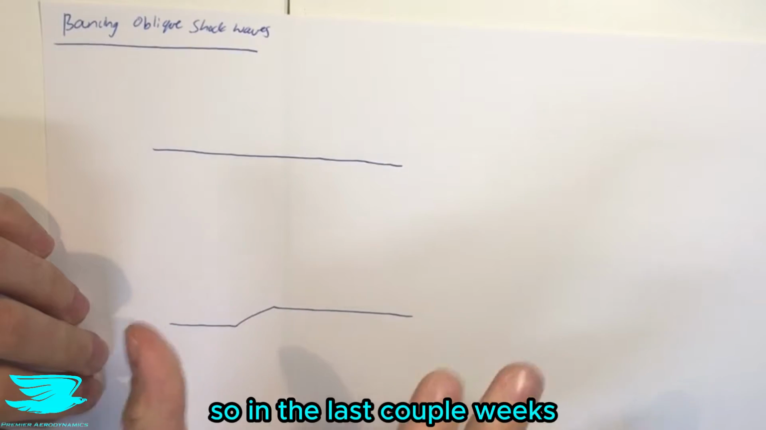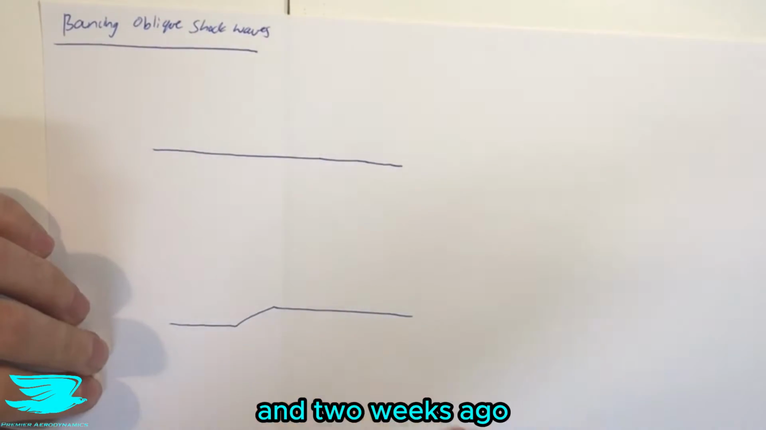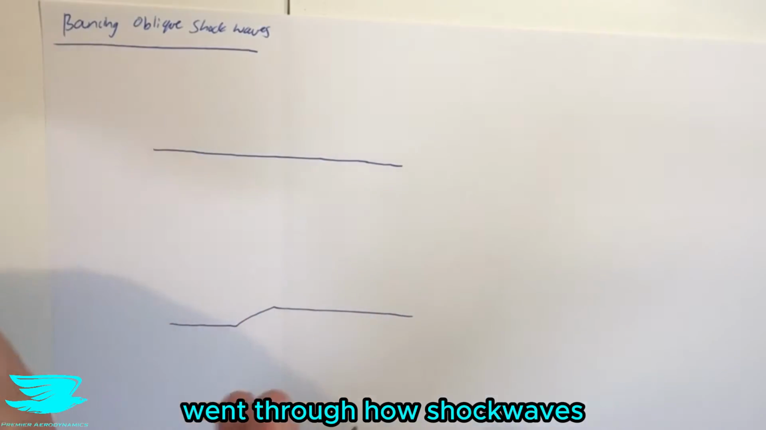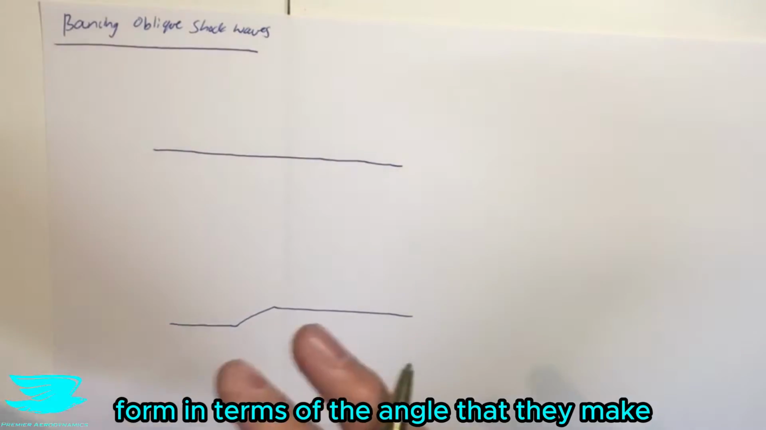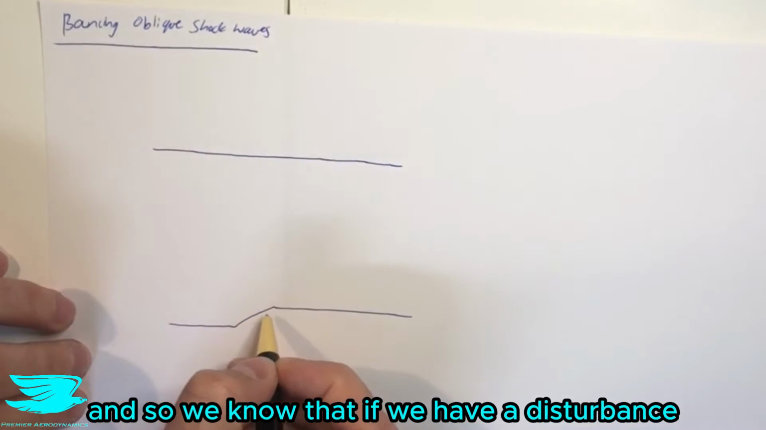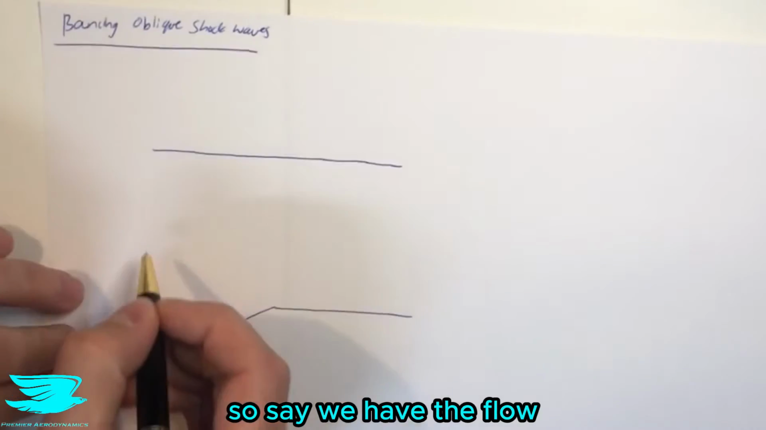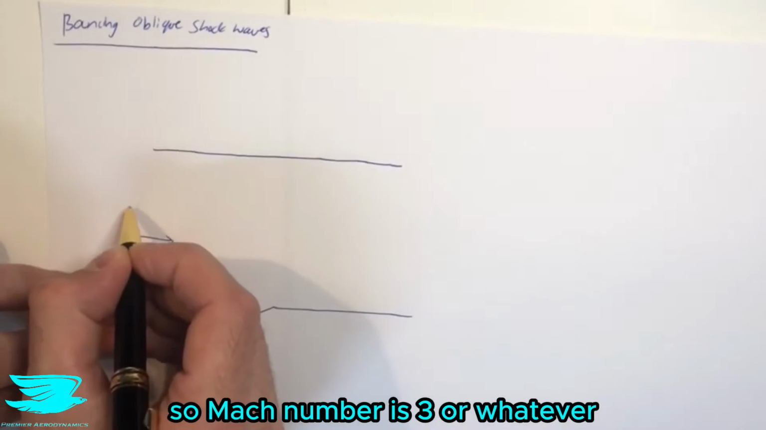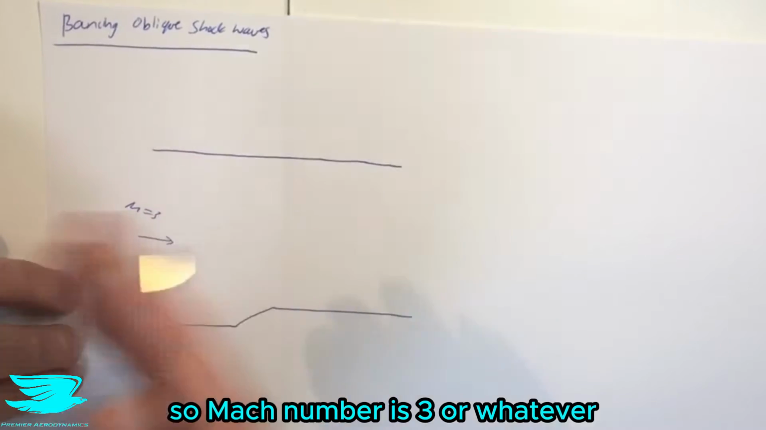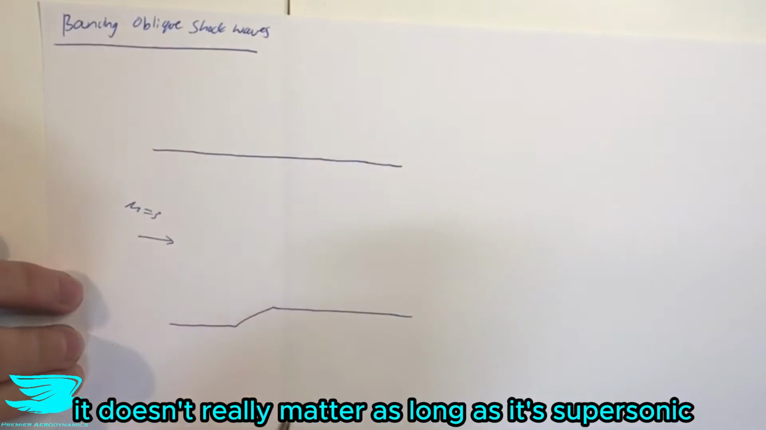So in the last couple of weeks we've gone through shockwaves, and 2 weeks ago we went through how shockwaves form in terms of the angle that they make. And so we know that if we have a disturbance, all the flow gets caught up and we get a certain angle. So let's say we have the flow coming in here and it's supersonic. So Mach number is 3 or whatever. It doesn't really matter as long as it's supersonic.